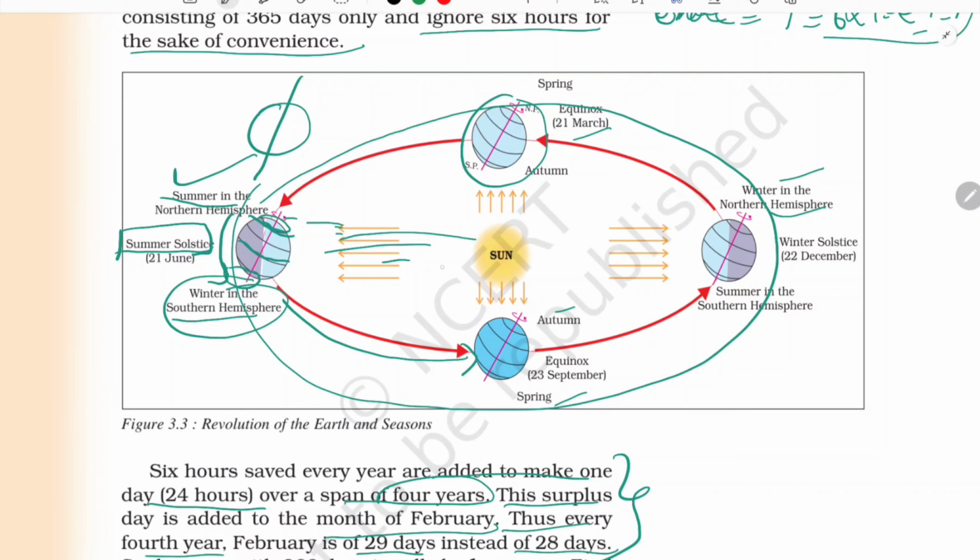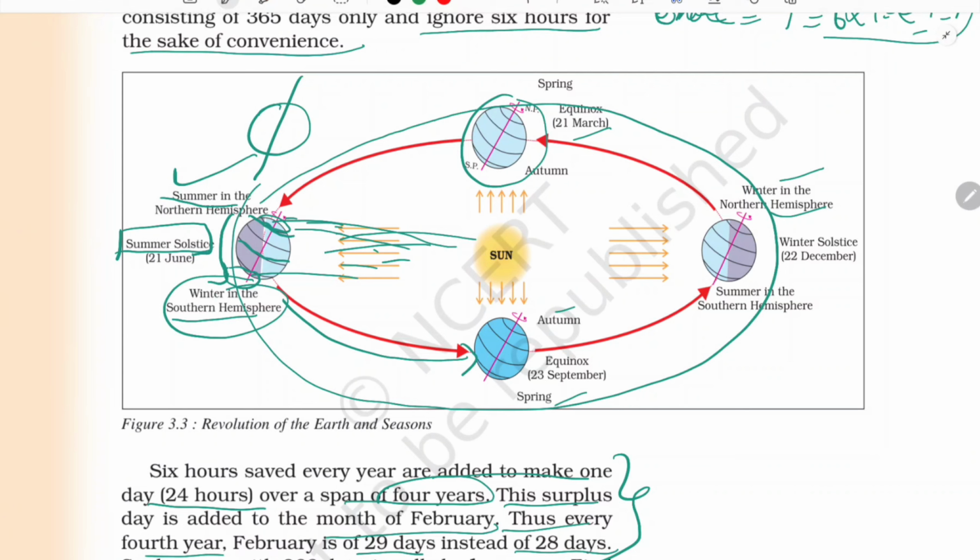See why? Because the northern hemisphere is getting more sun rays because of the tilted position of the earth, and they are getting no sun rays in the south pole especially, isn't it? So that is why they are getting lesser sun rays over here. So that is why it is winter in the southern hemisphere, okay.